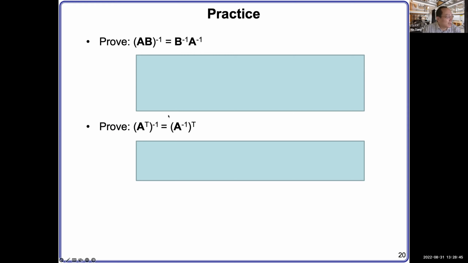Second example is more complicated. It is A transpose, then you take the inverse. People find this value equals A inverse, and then take the A transpose. So these two different operations can actually switch with each other. All of this is mathematically proven, very interesting. So here, I want to demonstrate to you how to prove that.